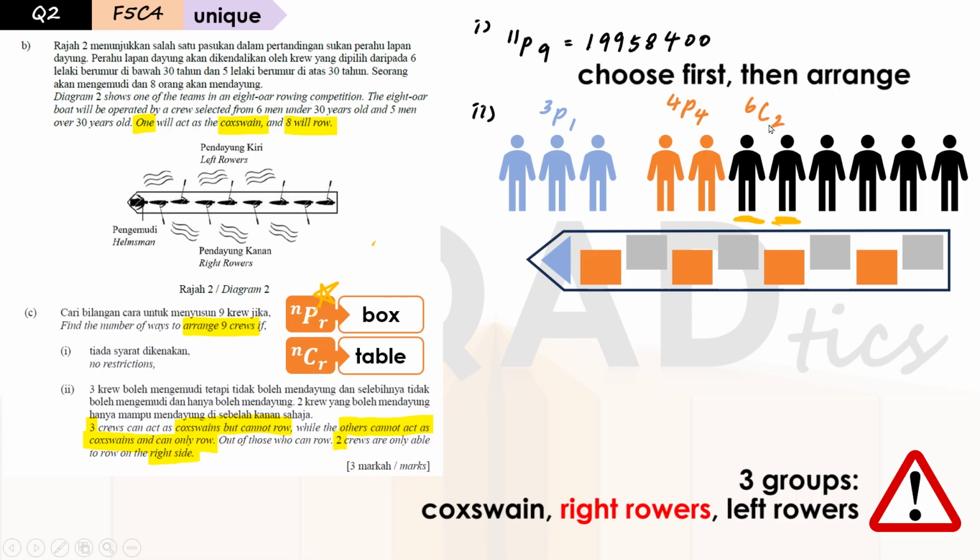Alright, so C here would be the part where I choose people, and the P here would be, from the chosen people, which are these 4, I arrange them. Okay, so these 2 work hand in hand together. I choose people first, then only arrange. Okay, and don't forget the last group, which is the left rowers group. So here we have another 4 people, and we are going to place them into these 4 boxes. So here we also have 4 people, I will be arranging them into these 4 boxes, which is 4P4.